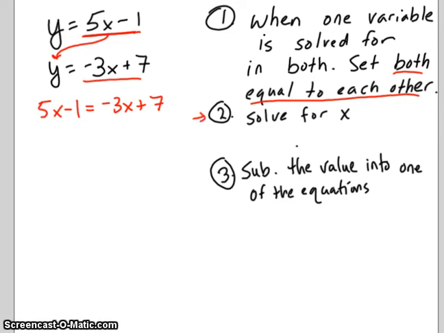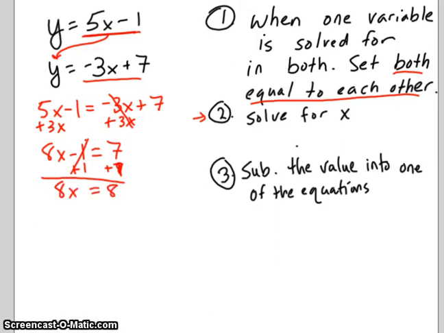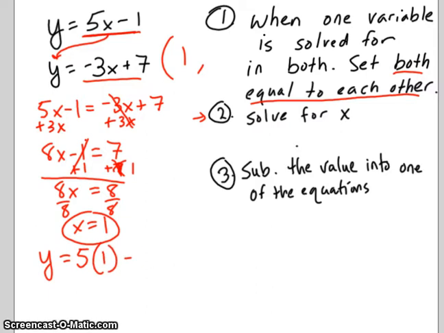Solve for x. Plus 1, I'm already ahead. And we get 8x equals 8. Sorry folks, that's a 1. x equals 1. So our first value is 1 for x. Now we're going to sub that value into one of the equations. It doesn't matter which one. I'll pick the first one, y equals 5x minus 1, so y equals 5 times 1 minus 1. y equals 5 minus 1, y equals 4. 1 comma 4. There's our answer, 1, 4.